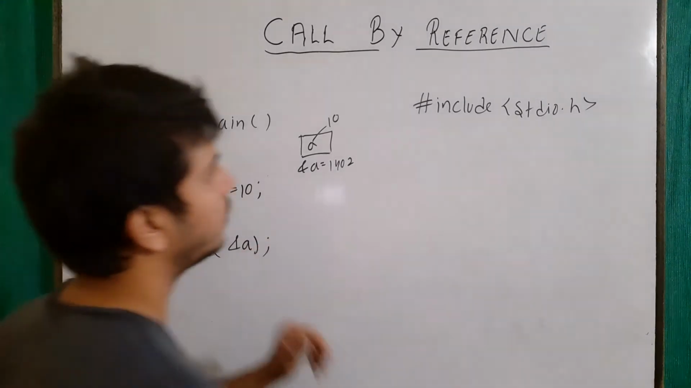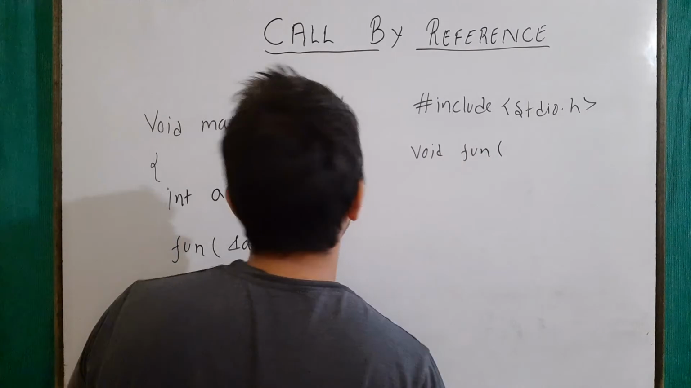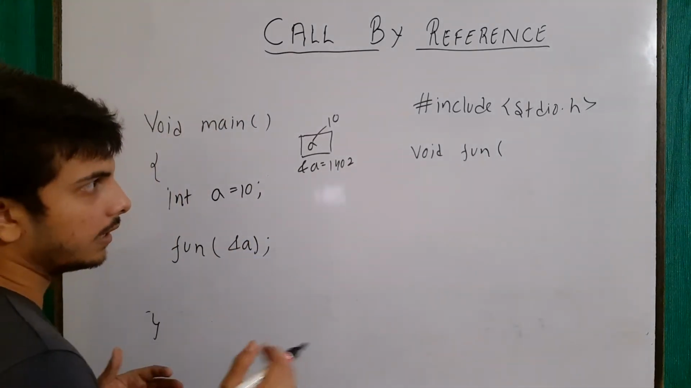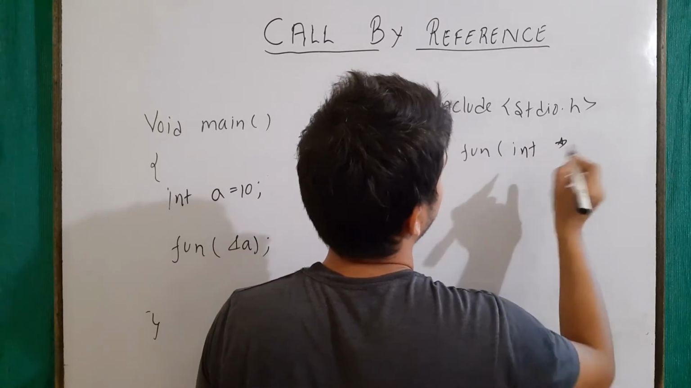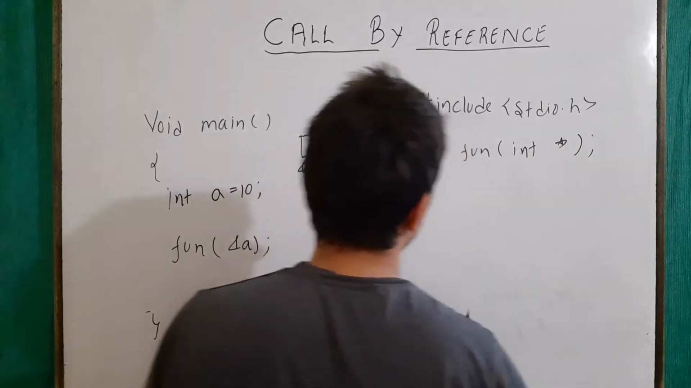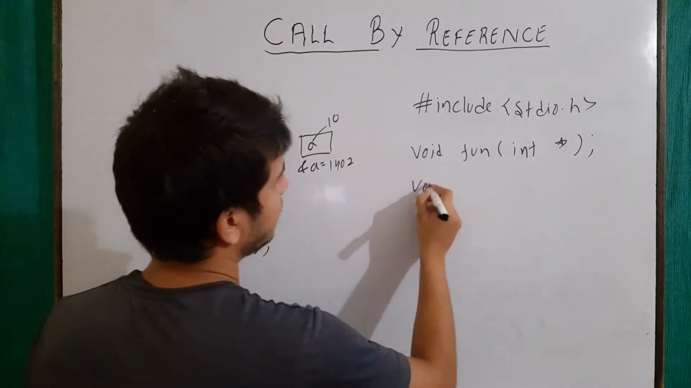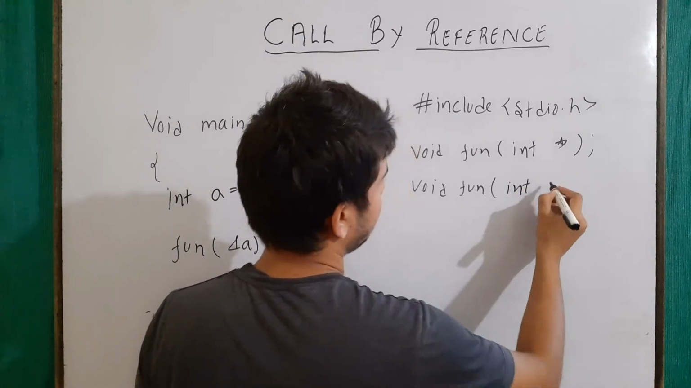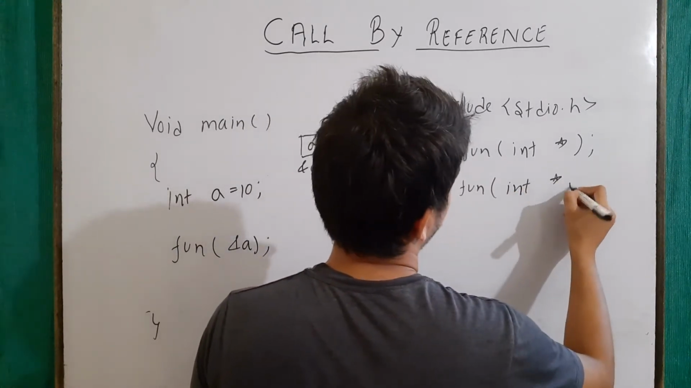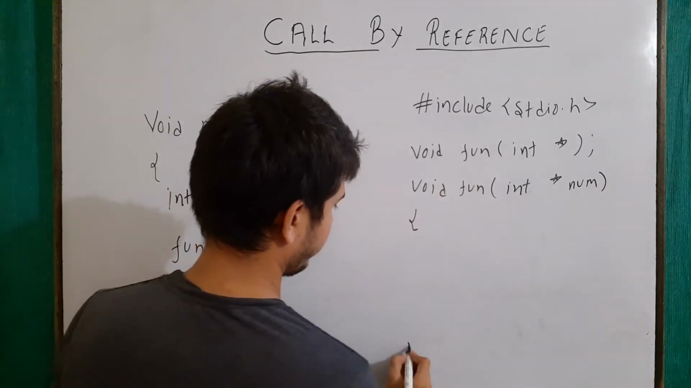So in the function prototype I have to write the data type for a single pointer. For that we will simply write int star. This means that a single pointer will be used here. Then in its definition I will make some variable, let's say asterisk of num. This is our variable.